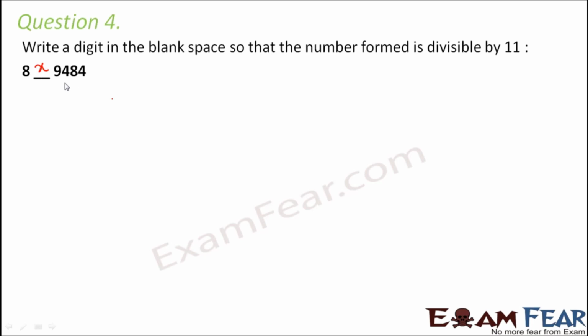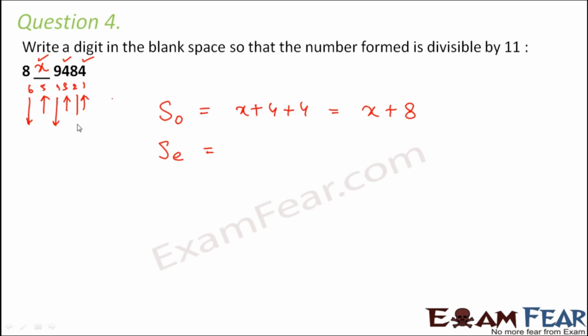Let us first find out the positions of the digits: 1, 2, 3, 4, 5 and 6. These are the odd positions. The sum of the digits in the odd places would be x, 4 and 4, so x plus 4 plus 4 equals x plus 8. Similarly, the sum of the digits at even places, positions 6, 4 and 2, would be 8, 9 and 8. So 8 plus 9 plus 8 would be 25.